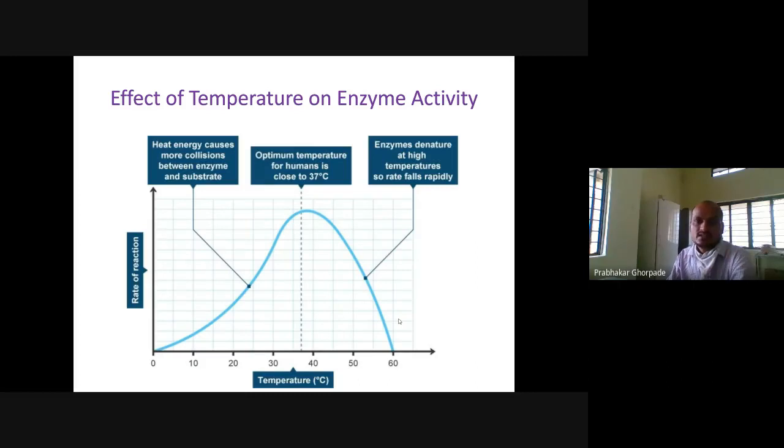Effect of temperature on enzyme activity. Enzymes also work at a particular temperature. Here the optimal temperature for humans is 37. Our enzymes like to work at 37. Heat energy causes more collisions between enzyme and substrate, which is why enzyme activity is more optimal. But if the temperature is higher than required, like 60 degrees, it causes enzyme denaturation and then the reaction rate will fall.